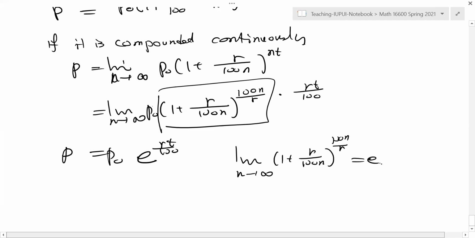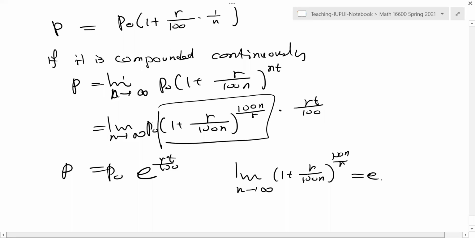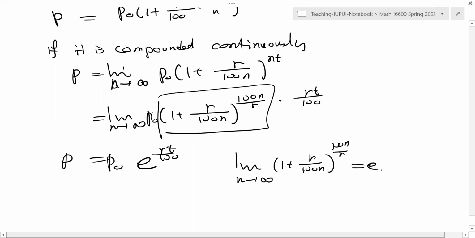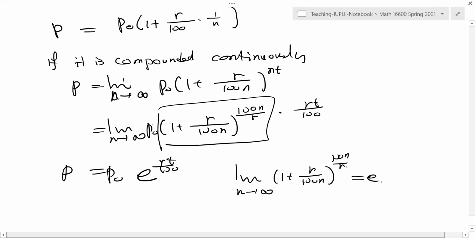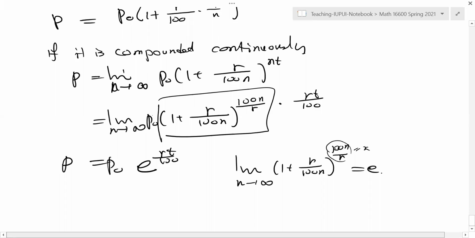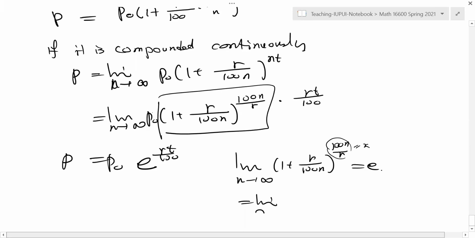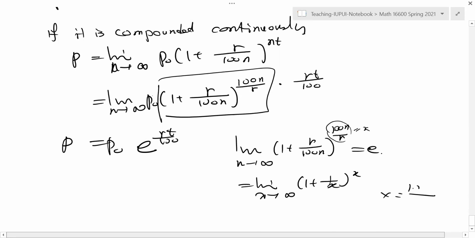You can change the variable. This whole number can be denoted by x. So this is going to be the limit as x approaches infinity of (1 plus 1 over x) to the x. Here x is going to be 100n over r. So that's why you get e.